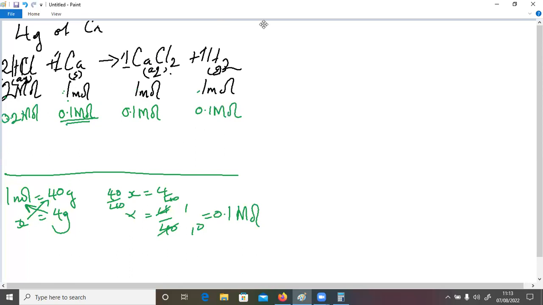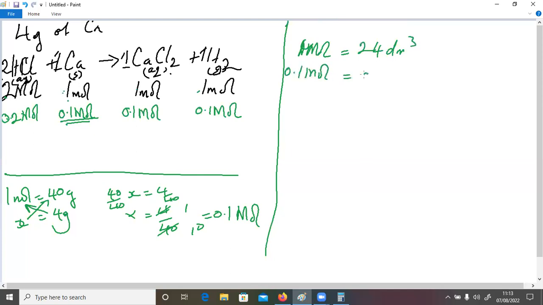So what is the volume of the hydrogen gas that I produce? I know at room temperature and pressure, 1 mole of hydrogen must be equal to 24 dm cubed. So what about the 0.1 mole? It will be equivalent to what? Doing my cross multiplication, I get that x is 24 times 0.1 dm cubed, and this will be equivalent to 2.4 dm cubed, right?